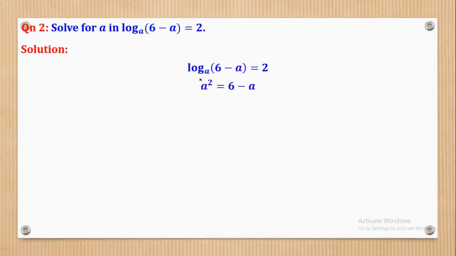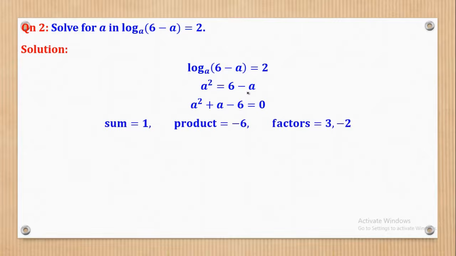So that is what is given. Next is to say that this a to power 2 is equal to this. This is what is here. So next is to form a quadratic equation and simplify it, factorize it, or use the bulldozer method to get the values of a. So when I factorize, I'll come up with a plus 3, a minus 2 equal to 0. And that implies that a is equal to negative 3 or a is equal to 2.